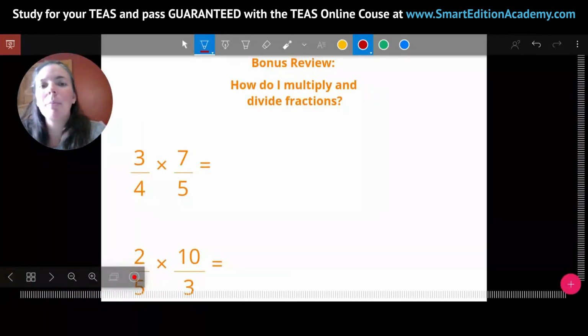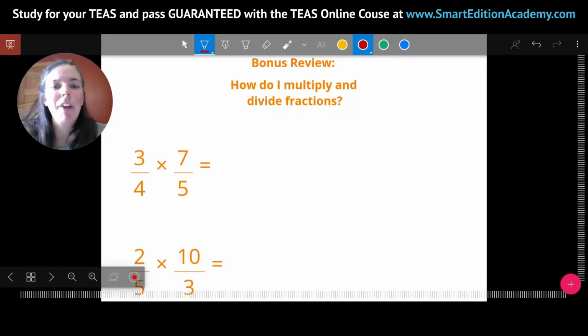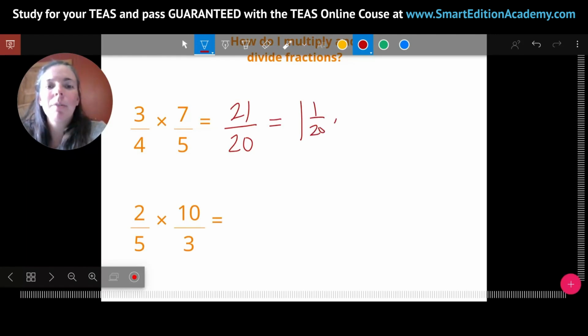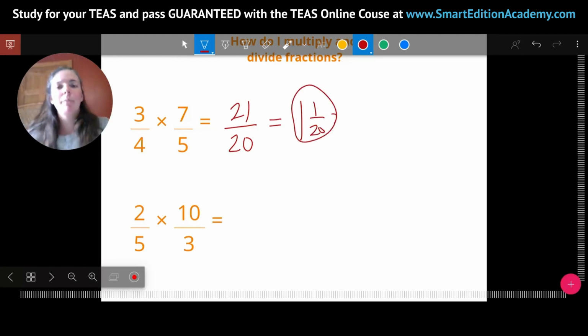Okay, so just quick bonus review. How do I multiply and divide fractions? I'm going to go through this pretty quickly. It's pretty straightforward once you remember it. But in this case, we don't need common denominators. We just get to multiply across the top and across the bottom and solve. So 3/4 times 7/5. We just multiply 3 times 7, 21. 4 times 5 is 20. And then, of course, we've been practicing this a little bit. We just turn it back into a mixed number in order to simplify: 1 and 1/20th.